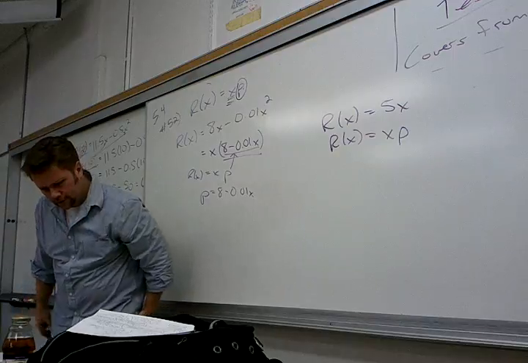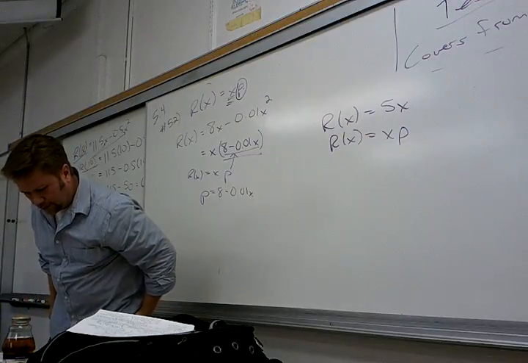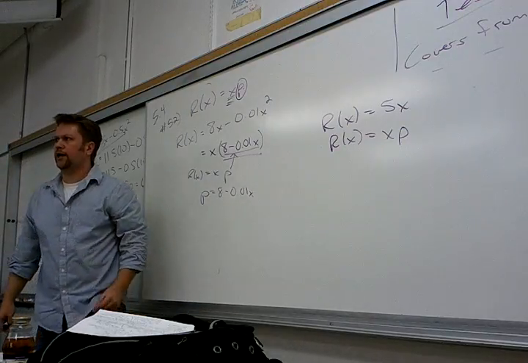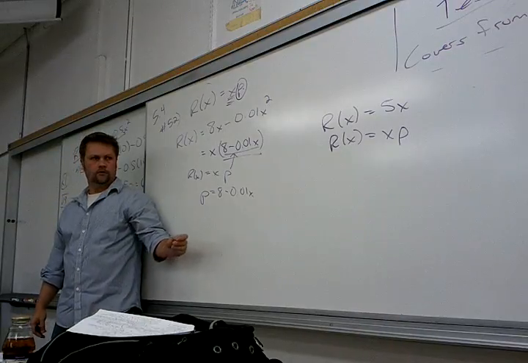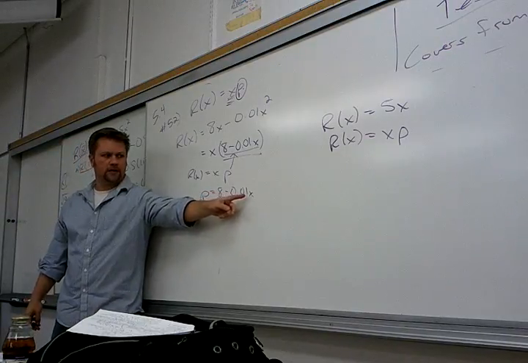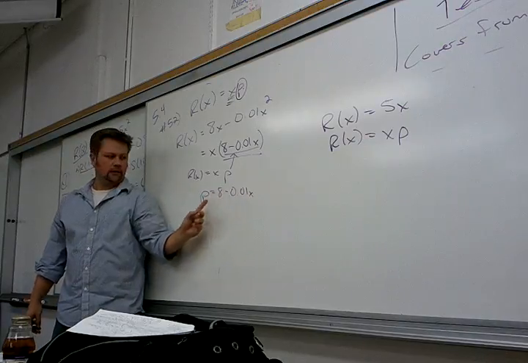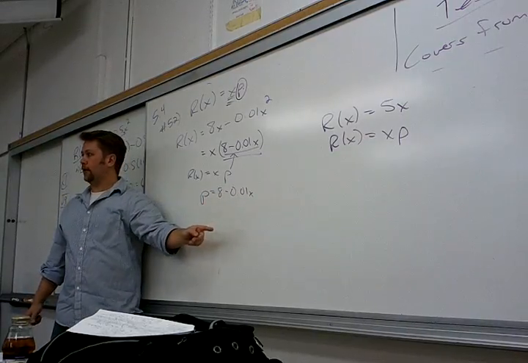So what else did they say? Use it to find the price if they want to sell 420 items a day. So we times this. If I want to sell 420 items a day, I'll put that in there. And then to see what the price should be so they can sell that many.